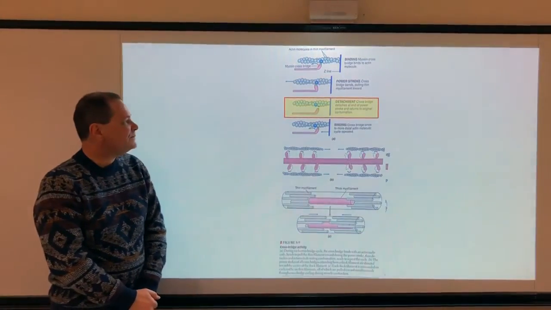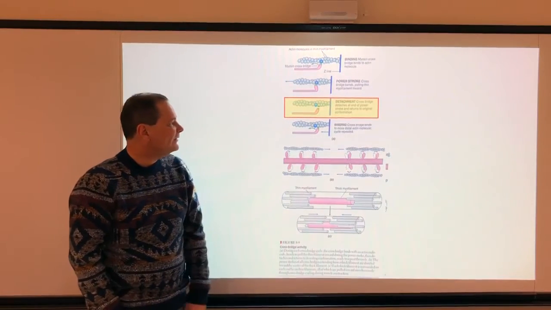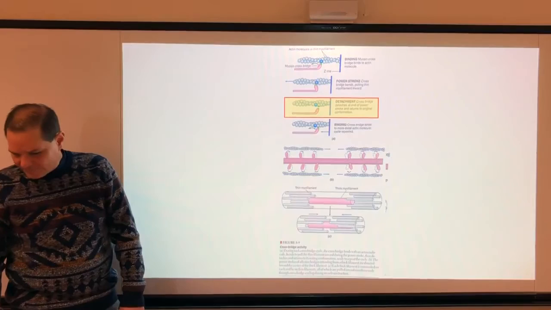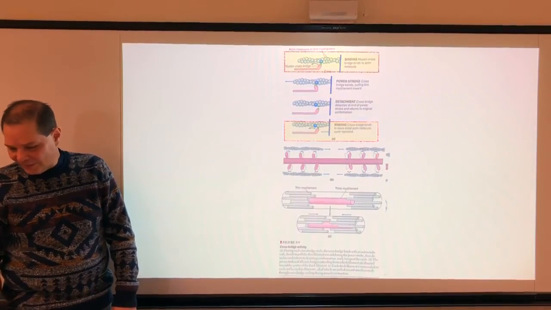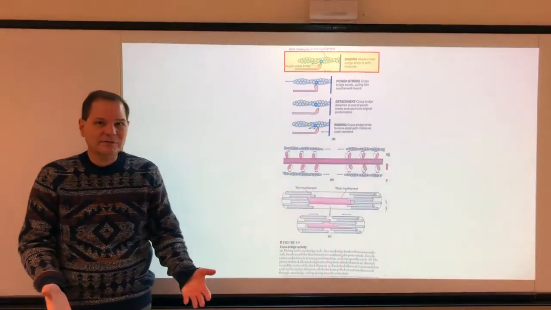You then get detachment of the myosin head away from the actin, and then binding takes place again, and you start the cycle all over again. And that's basically how this works.